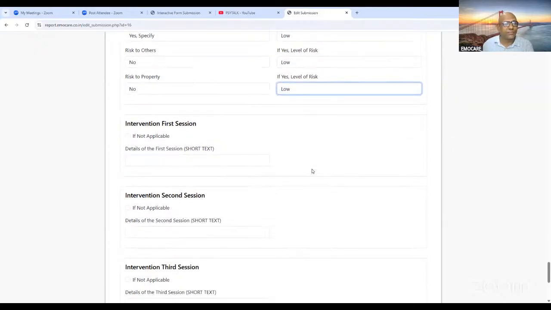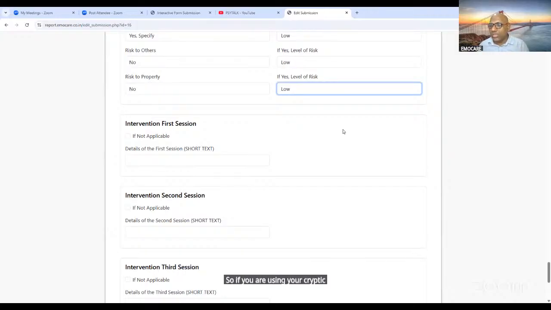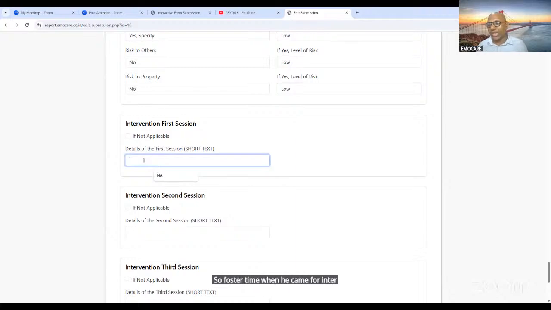Okay, then this is what happened. Now he comes for counseling. Now we are applying eclectic counseling. In this case, we are using eclectic counseling. So if we are using eclectic counseling, how will we treat it? So what is the intervention we will do? So first time when he came for intervention, okay.